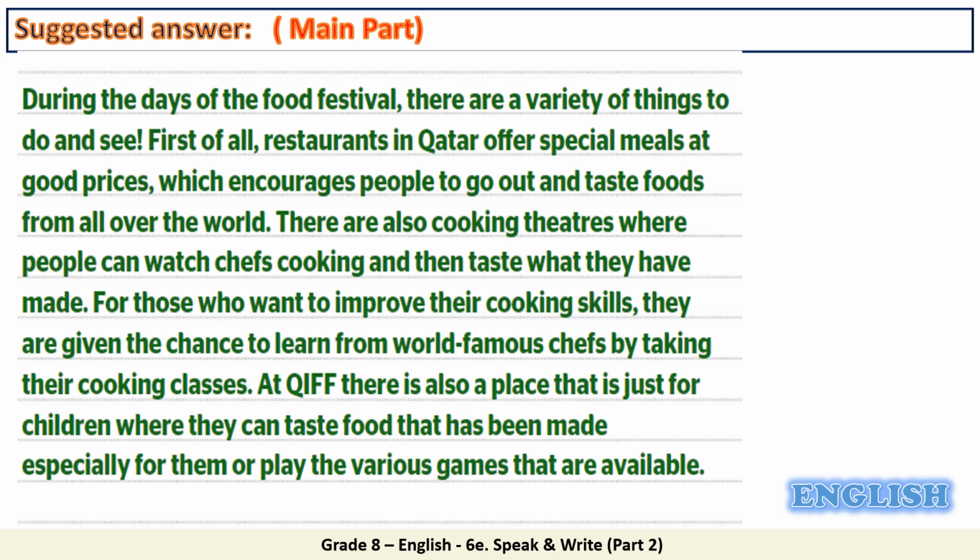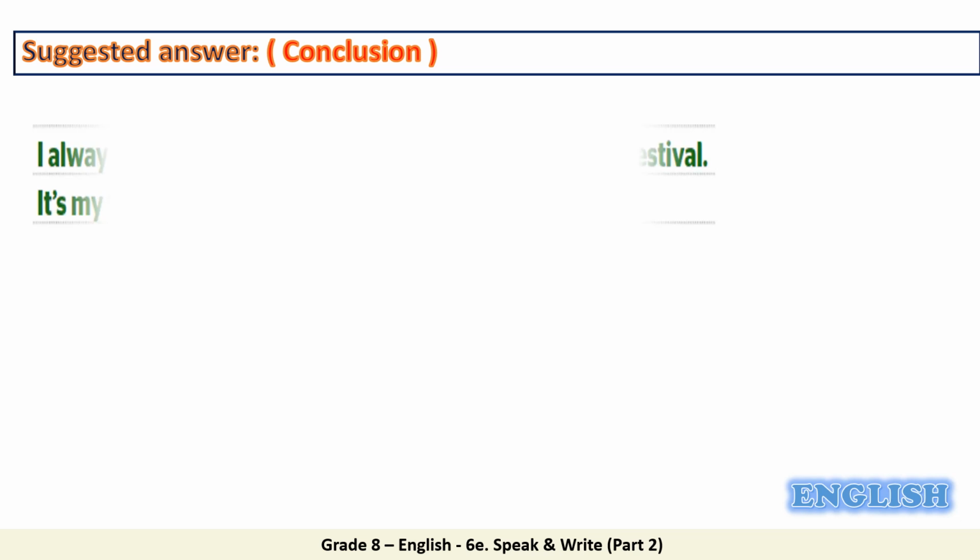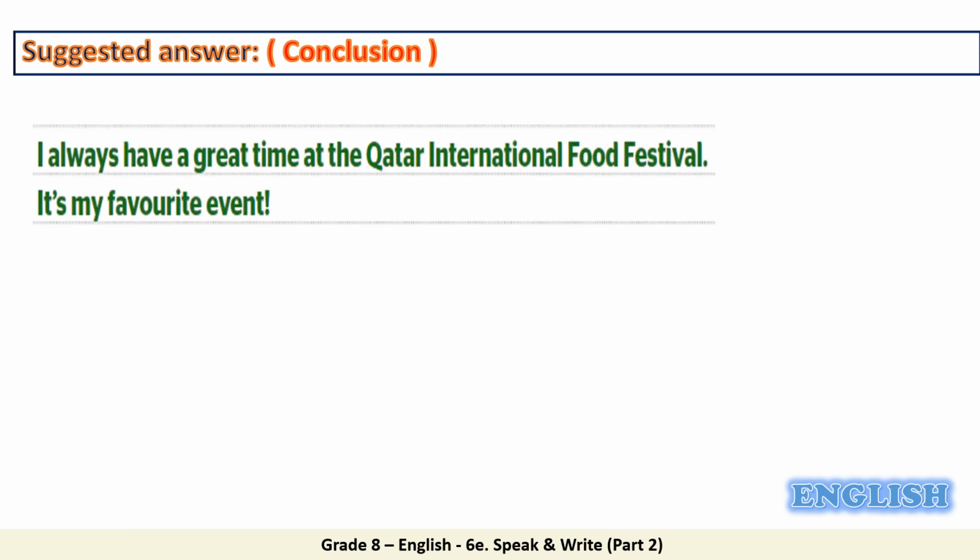There are also cooking theaters where people can watch chefs cooking and then taste what they have made. For those who want to improve their cooking skills, they are given the chance to learn from the world-famous chefs by taking their cooking classes. At QIFF, there is also a place that is just for children, where they can taste food that has been made especially for them, or play the various games that are available. Conclusion. I always have a great time at the Qatar International Food Festival. It's my favorite event.